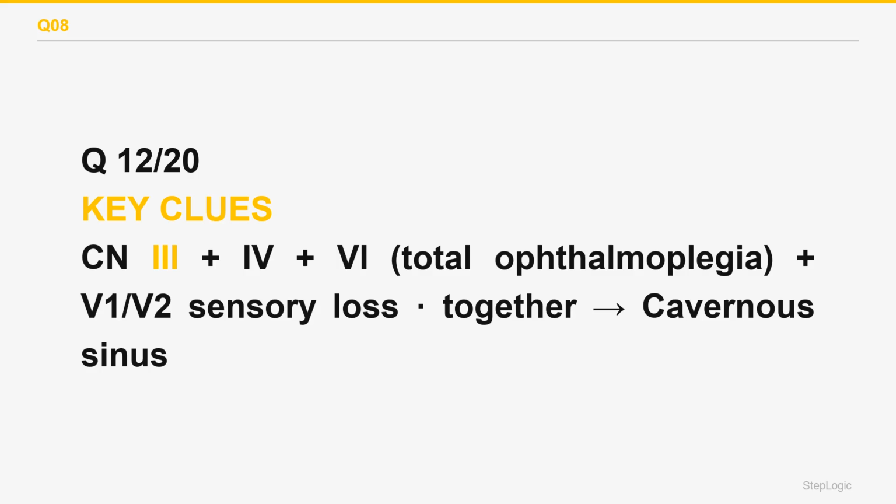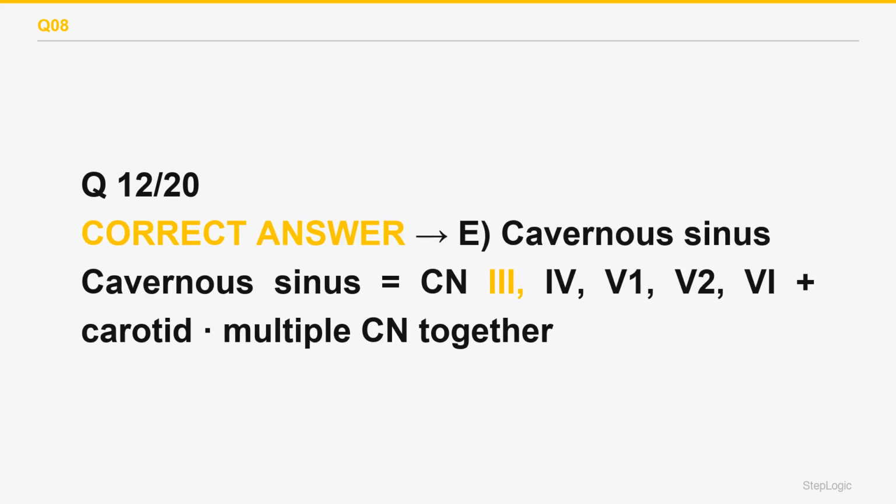A lesion here therefore knocks out multiple cranial nerves at once: complete ophthalmoplegia, III, IV, VI, a dilated pupil, III and sympathetics, and sensory loss over the forehead and cheek, V1 and V2. The simultaneous involvement of all these nerves on one side localizes precisely to the cavernous sinus. The correct answer is E.